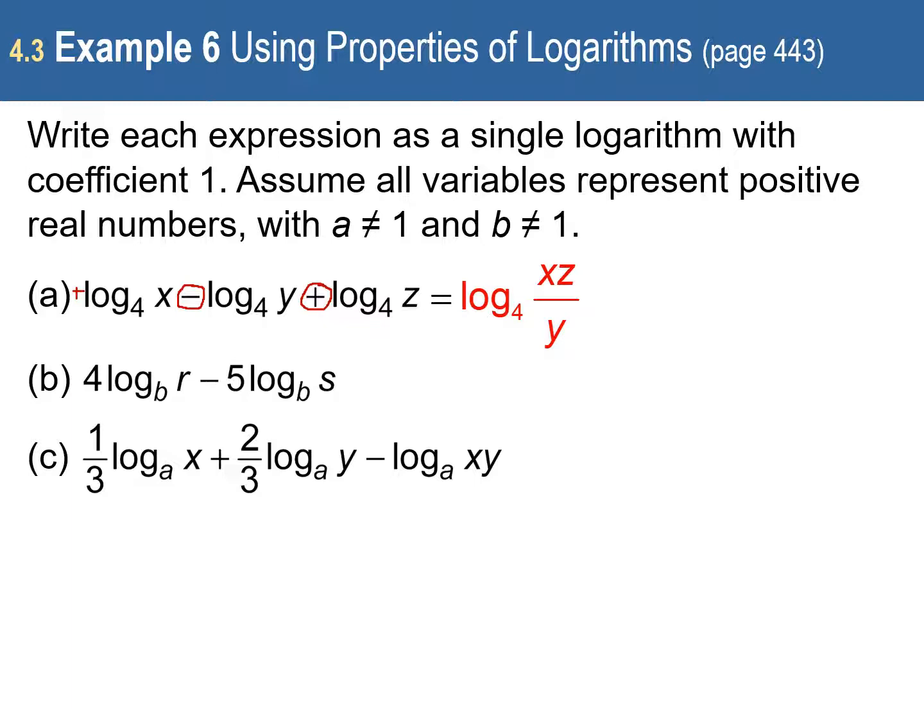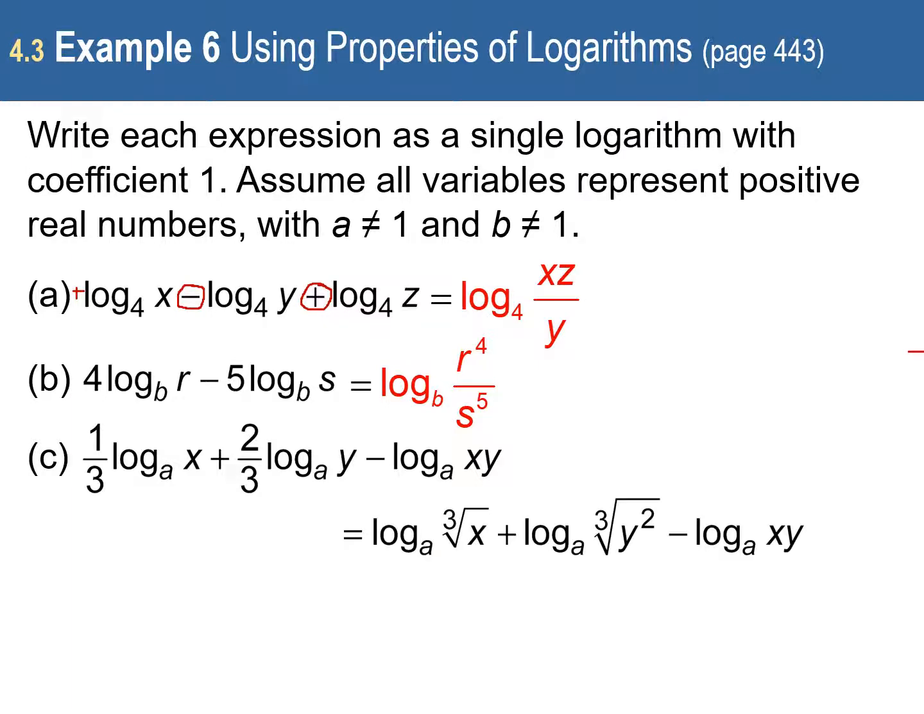So log base b of r minus 5 log base b of s. You need to make these exponents first and then combine them. And the same thing with number C. The first thing you need to do is move those radicals, make some exponents, and then you can combine.